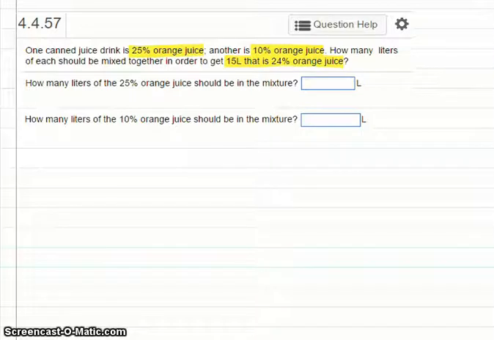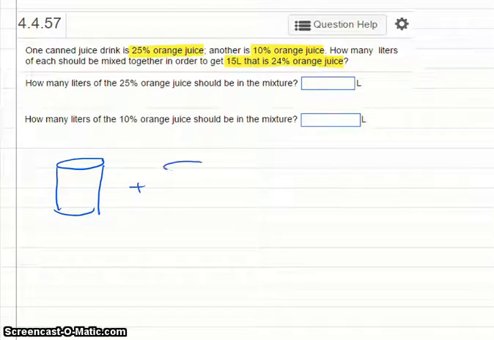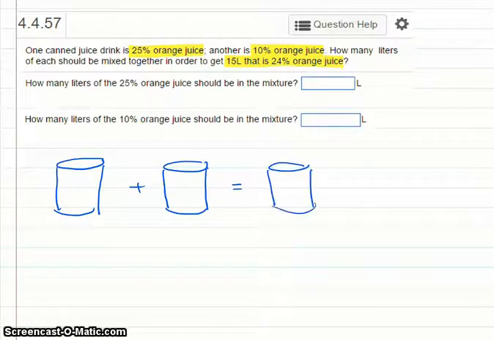With this type of problem, it's always very useful to draw a diagram. So let's draw a diagram of what we have here. We have one juice, and then we're mixing it with another juice to get a third juice. The first solution, or the first juice, is 25% concentration. The second one is 10% concentration. And we want to mix those two to get a 24% concentrated orange juice. All right, so this is the percent.